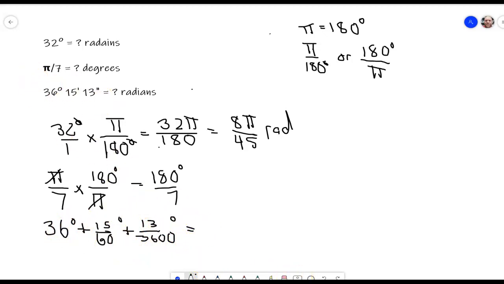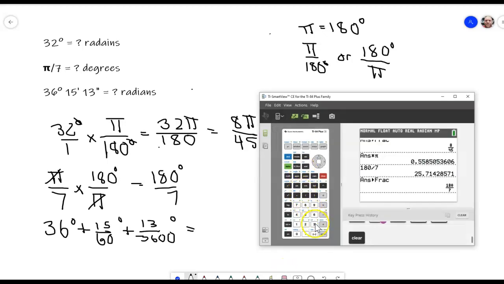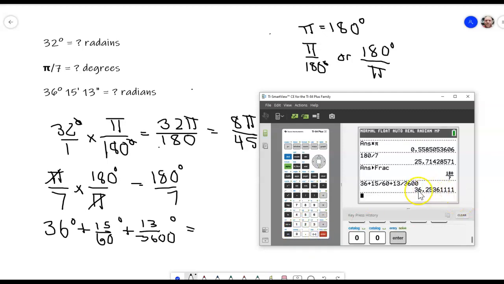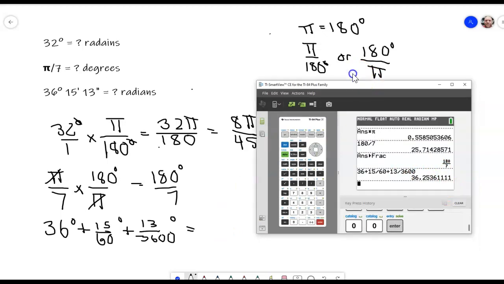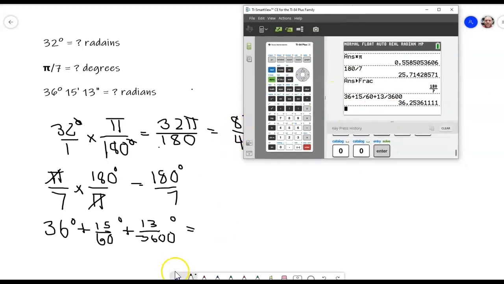So if I put that in my calculator, that would be 36 plus 15 divided by 60 plus 13 divided by 60 times 60, which is 3600. Enter, and you're going to get 36.25, this long decimal here. And then in order to convert that to radians, I'm going to put this on my other screen here.